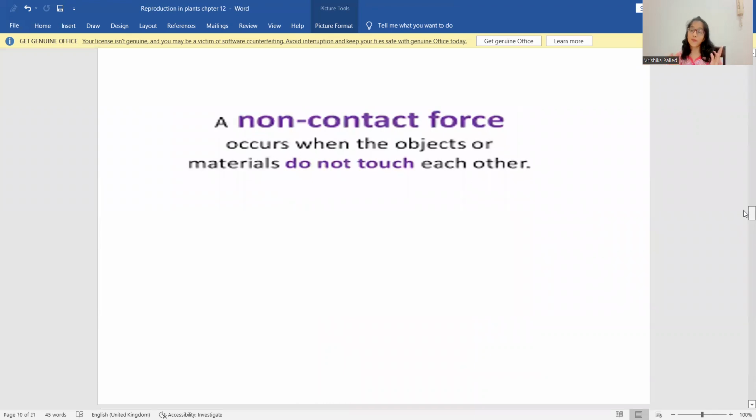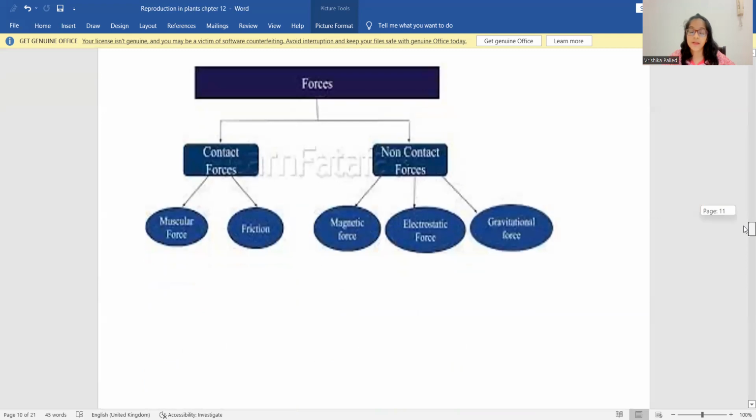The next type of force is non-contact force. A non-contact force occurs when the objects or materials do not touch one another. There are two types of contact forces, muscular force and frictional force. There are three types of non-contact forces. They are magnetic force, electrostatic force, and gravitational force.